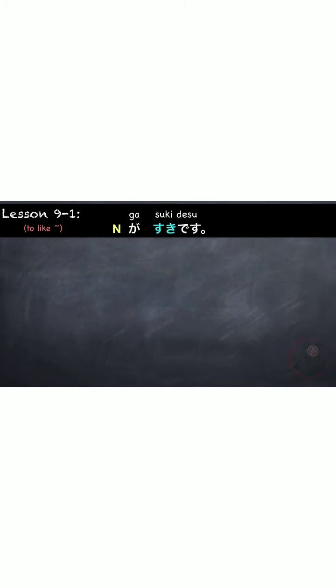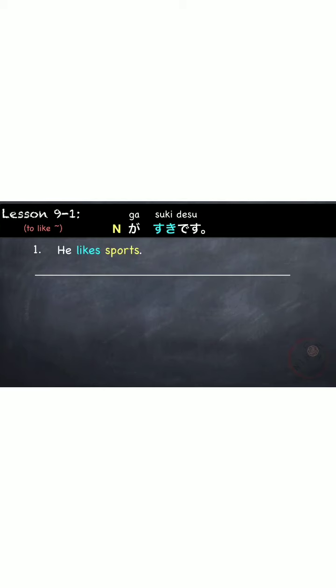Next is expressing likes, or how to express that you like something. Ga is also used to mark the objects that you like or dislike. ~ ga suki desu. I like ~.